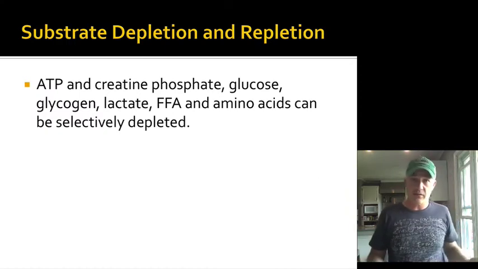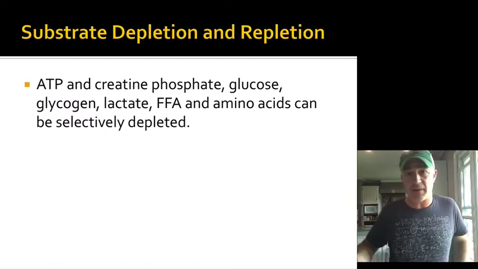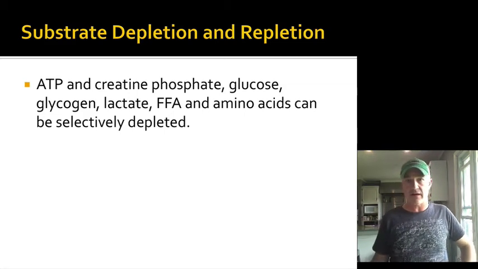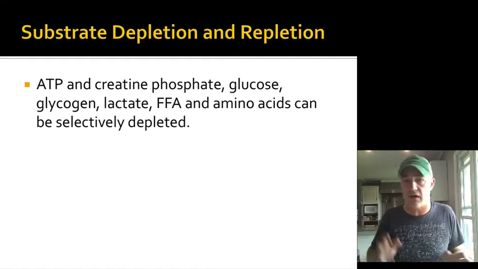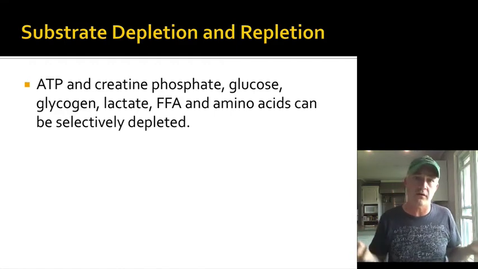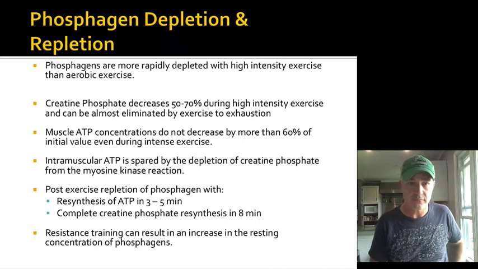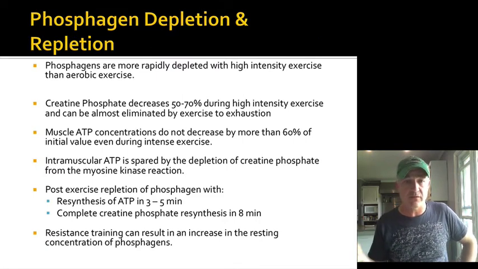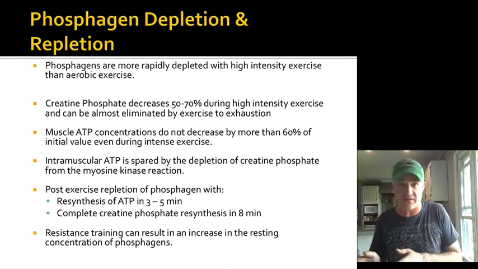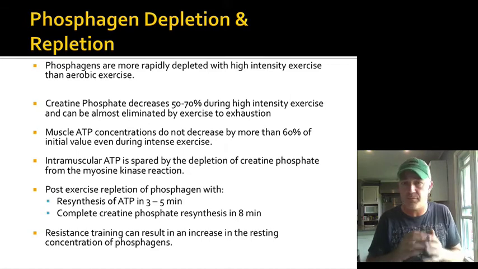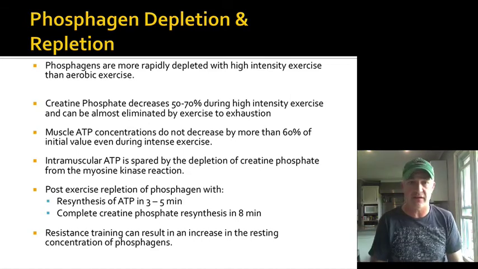And the thing is, all these ones, they can run out, with the exception of probably fatty acids. I mean, sooner or later you can run out of those, but that's going to be a rather long time. So ATP, creatine phosphate, glycogen, all these things can be depleted over time. Again, the creatine phosphate system is rapidly depleted with high intensity exercise. So like I said, they're 50 to 70% during high intensity exercise. If you sprint until you're exhausted, you've basically depleted that entire system.